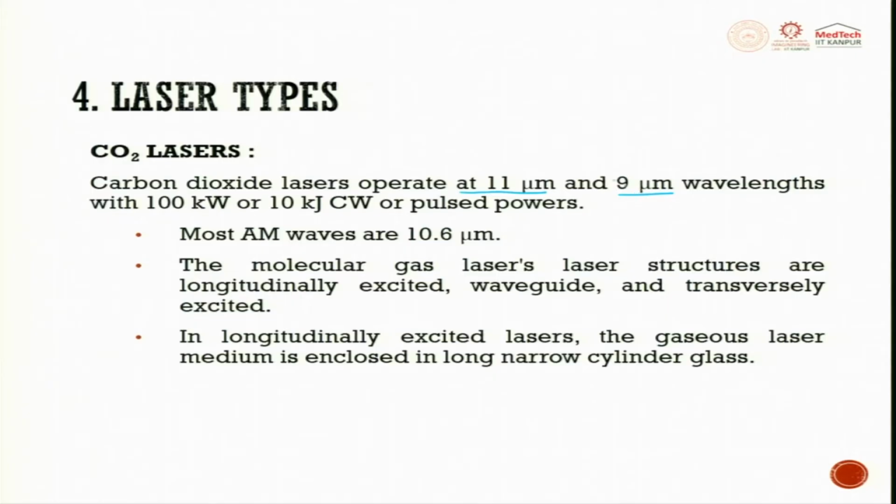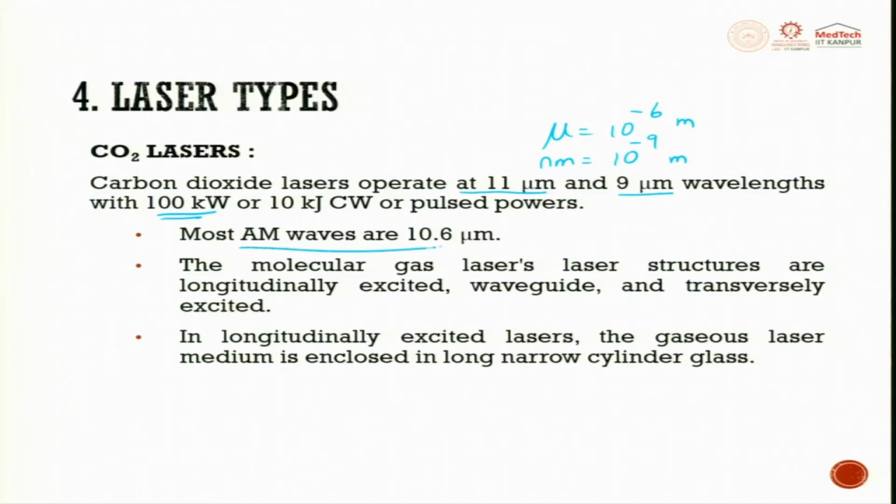Micro, so mu is 10 to the power minus 6. When we say nano, it is 10 to the power minus 9 meter. So, try to have this conversion, okay. At 11 micrometer and 9 micrometer wavelength, with 100 kilowatt or 10 kilojoule continuous wave or pulsed power supply.